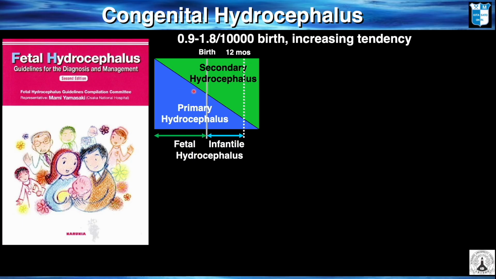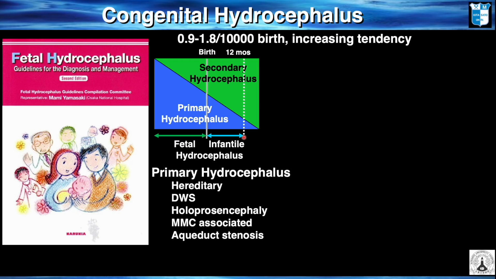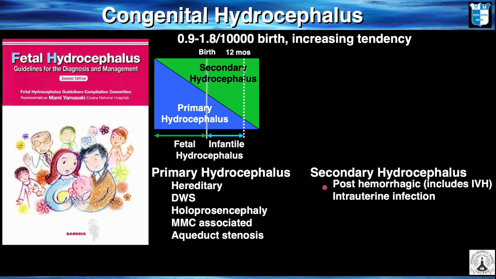Actually, this fetal hydrocephalus comprises this part: primary hydrocephalus, that means hereditary hydrocephalus, Dandy-Walker, and something like this, and the secondary hydrocephalus. This is post-hemorrhagic, post-intrauterine infection. This causes a secondary hydrocephalus, or even after the birth, there would be some infection or hemorrhage that causes hydrocephalus.